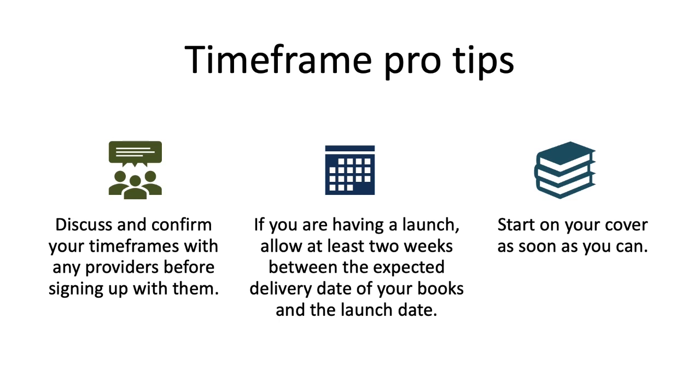If you're having a book launch, allow at least 2 weeks between the expected delivery date of your books and the launch date. So if you're expecting your books to be delivered on the 11th of May, don't schedule your launch for the 12th of May. People do try and do this because they want to get their books out as quickly as possible. If you have any holdups, if your editor gets sick or the printer's machine breaks down and you lose a couple of days, you're going to be in trouble and under lots of pressure. So don't schedule your launch for the day after your books are meant to come in.